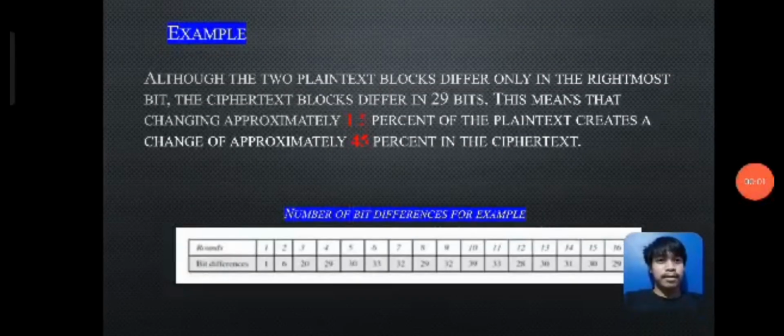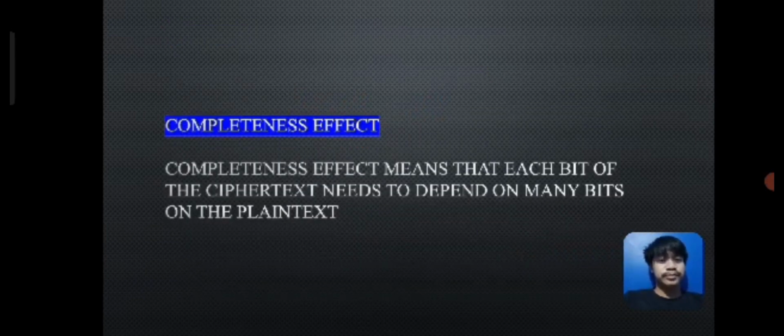Example. Although the two plaintext blocks differ only in the rightmost bit, the ciphertext blocks differ in 29 bits. This means that changing approximately 1.5% of the plaintext creates a change of approximately 45% in the ciphertext. We can see in this illustration that changing 1.5% of the plaintext creates a change of approximately 45% in the ciphertext. Completeness effect: each bit of the ciphertext needs to depend on many bits of the plaintext.